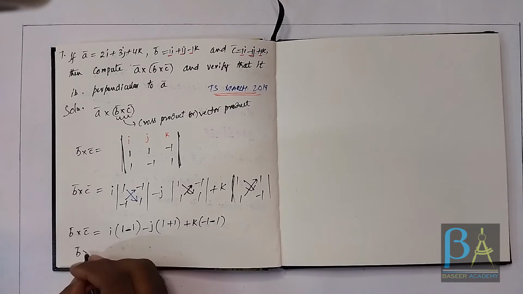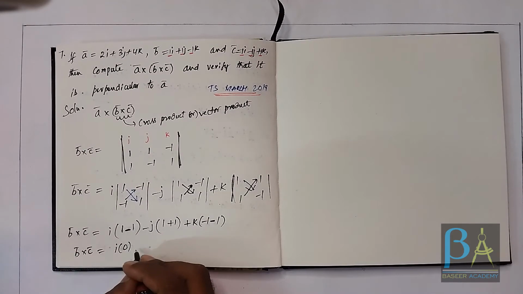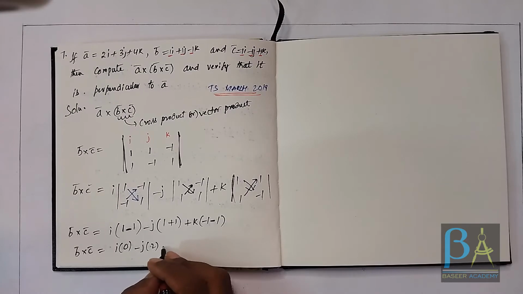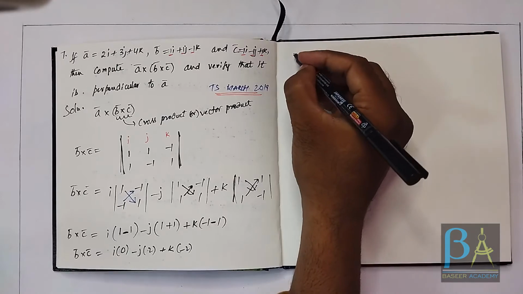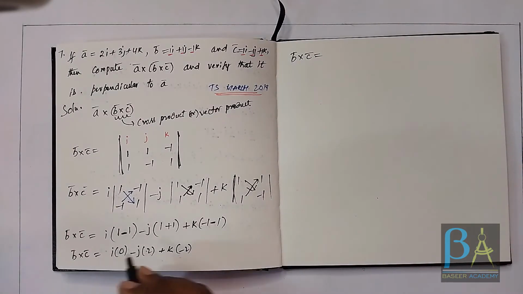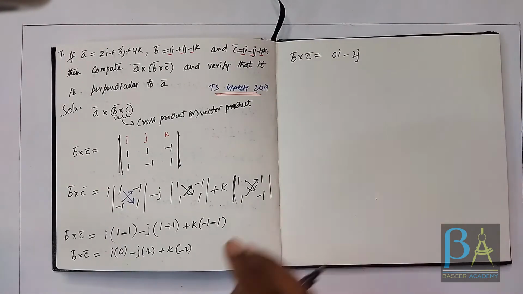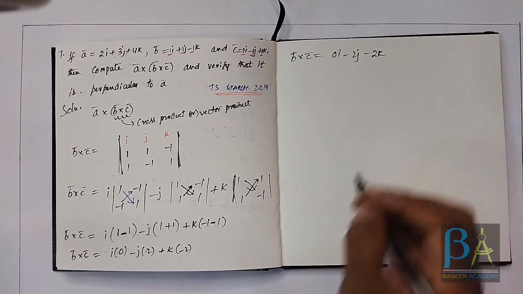So B cross C is going to be 1 minus 1, that gives us 0, 1 plus 1, that gives us 2, minus 1 minus 1, that gives us minus 2. So B cross C is going to be 0i, 2j, and then plus into minus, minus 2 into k, minus 2k. So that is B cross C.